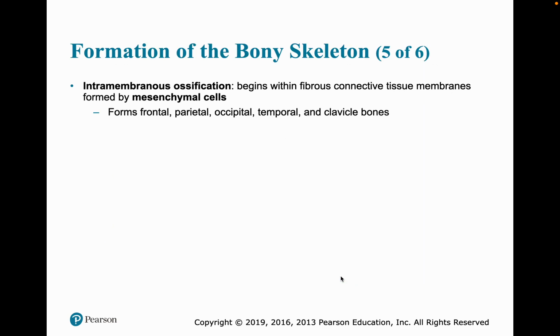For intramembranous ossification, we start with a fibrous connective tissue membrane, and those membranes are formed by mesenchymal cells. We just talked about mesenchymal cells and endochondral ossification. This is how we're going to form the frontal, parietal, occipital, temporal, and clavicle bones. So the frontal, parietal, occipital, and temporal are all skull bones, while the clavicle bones are found in your appendicular skeleton.